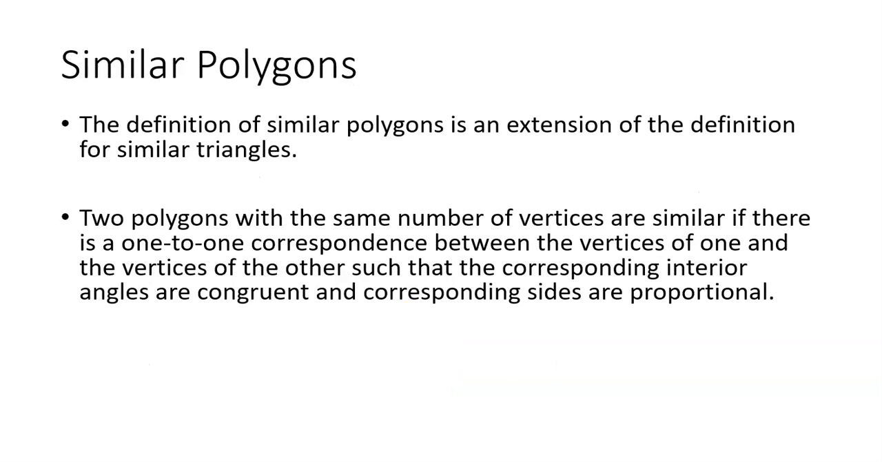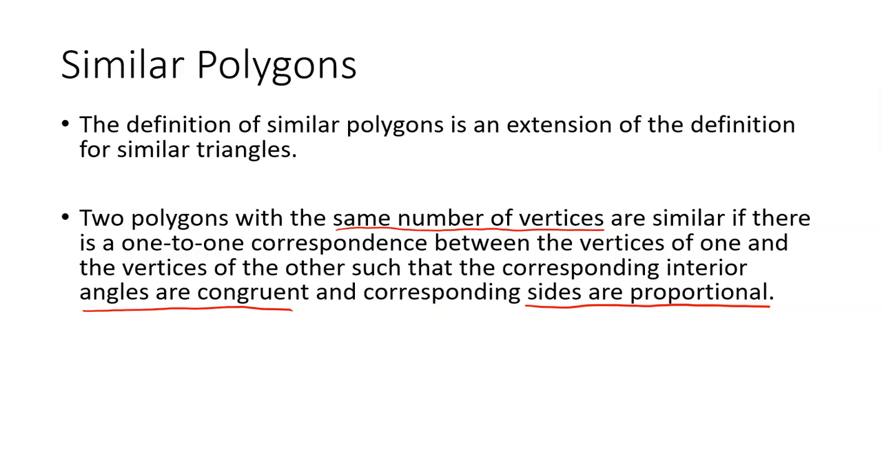All right, and so similar polygons are an extension of similar triangles, similar quadrilaterals. The definition being what? Two polygons with the same number of vertices, meaning that you can't have a hexagon be similar to an octagon, right? They have to have the same number of vertices, 1-to-1 correspondence between the vertices of one and the other, such that interior angles are congruent, sides are proportional. So the same definition that worked for triangles, the same definition that worked for quadrilaterals, works for polygons in general. Same number of vertices, angles have to be congruent, sides have to be proportional.